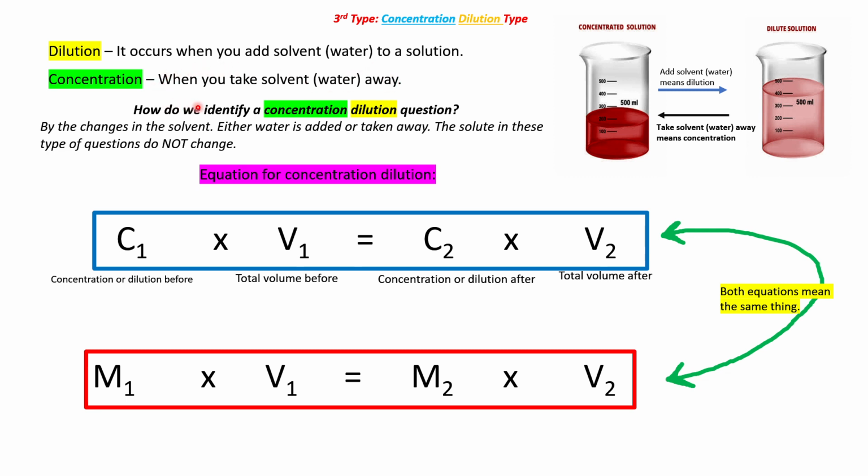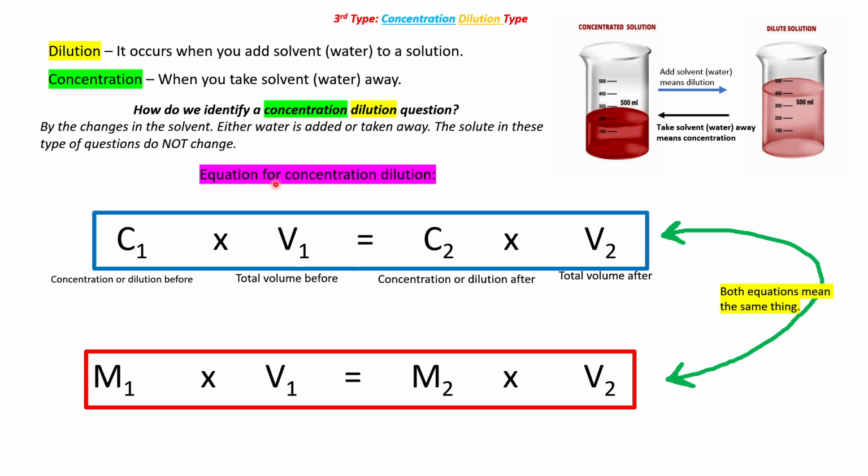How do we identify a concentration dilution question? By the changes in the solvent, either water is added or taken away. The solute in these types of questions does not change. As an example, we have a concentrated solution here on the left side. If we were to add water to the beaker, the solution would become diluted. It would not be as concentrated as it previously was.